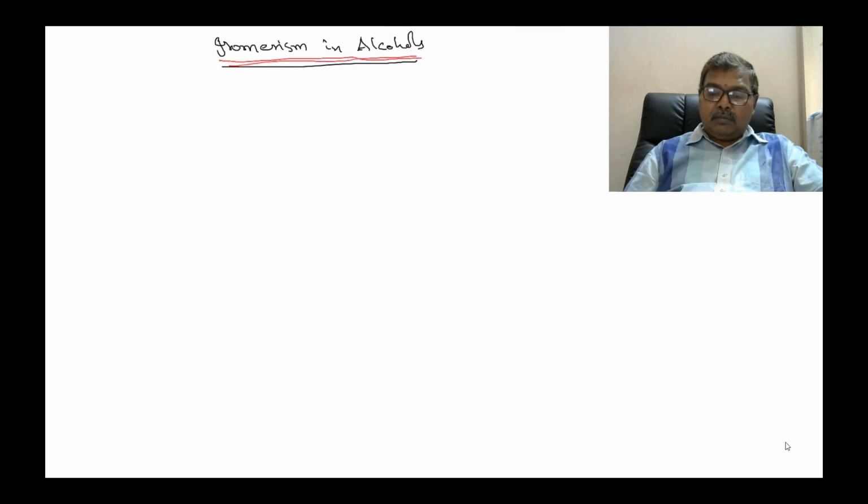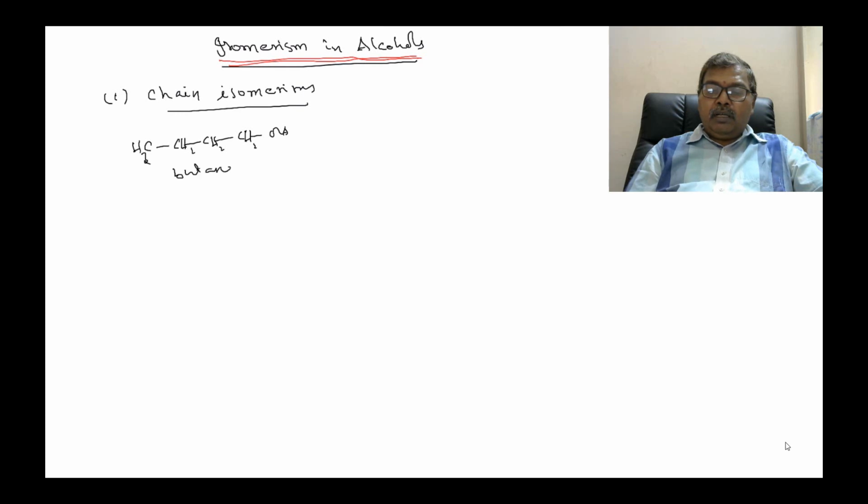Isomerism in alcohols. They exhibit chain isomerism. To exhibit chain isomerism, an organic compound should contain at least how many carbons? 4 carbons, right? So 1, 2, 3, 4, OH. It is nothing but n-butyl alcohol, butan-1-ol. No need of E here.